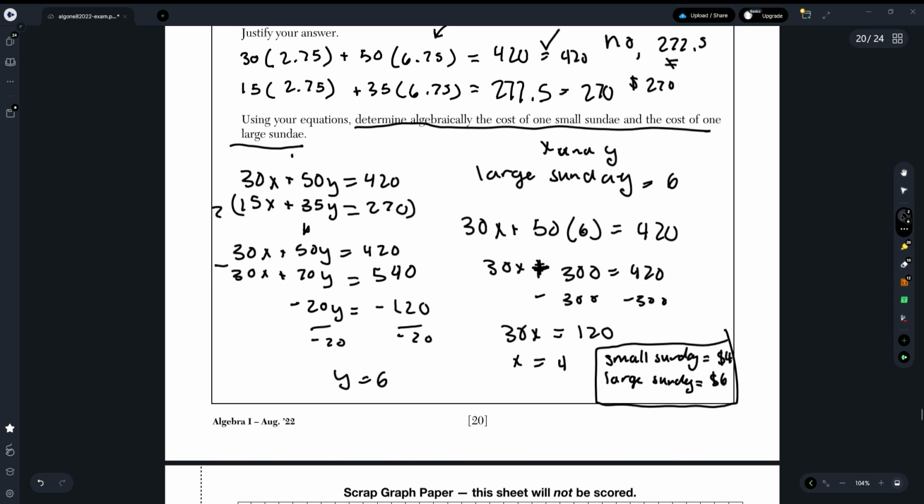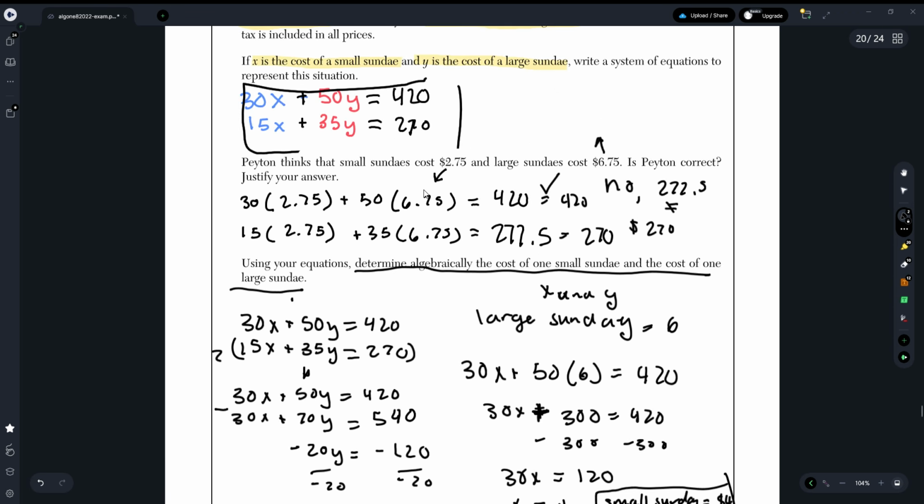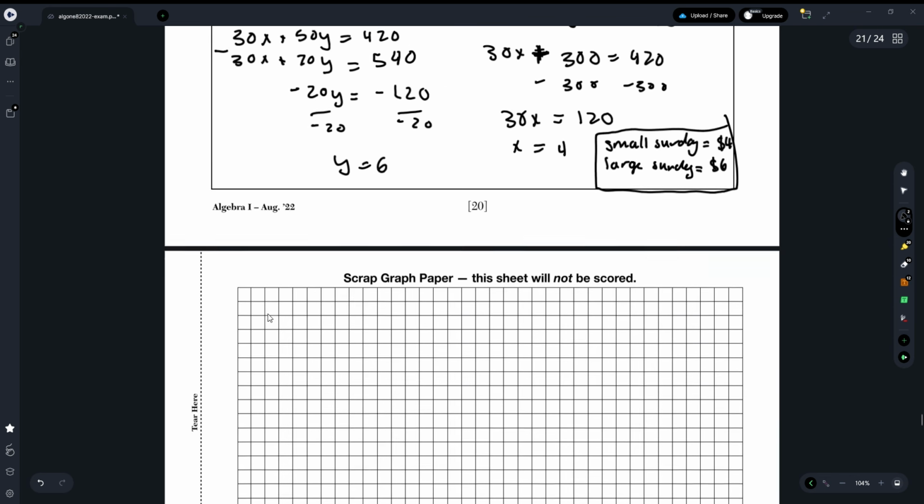This was a system of equations problem. Just plug it back into your formula, cancel both terms out. That's the end of this review.